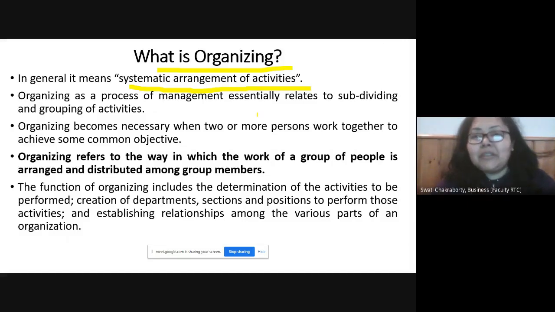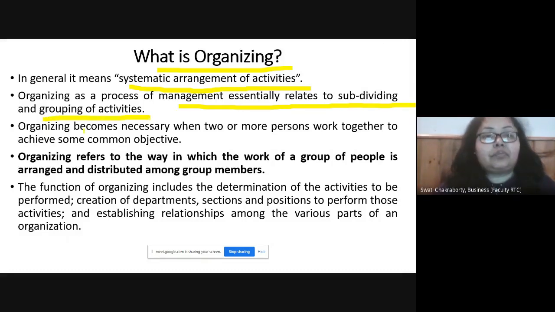How many people are needed, and who should be the right kind of human resources? What should be the raw materials required? What should be the technology? When is it required? So the entire process of arranging things. That's where management is arranging it, and by dividing and subdividing the activities, that's called organizing.